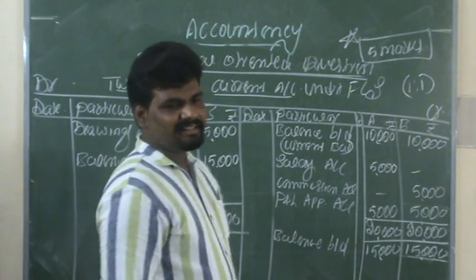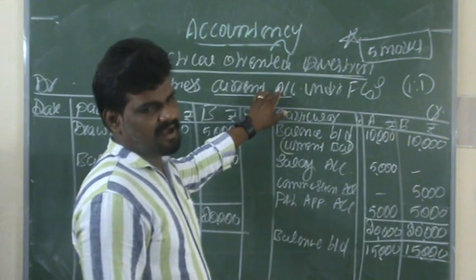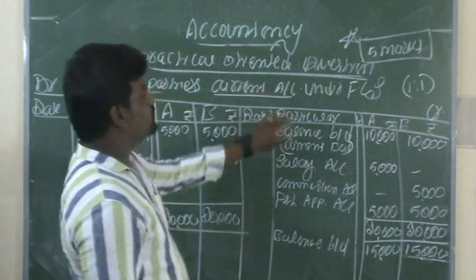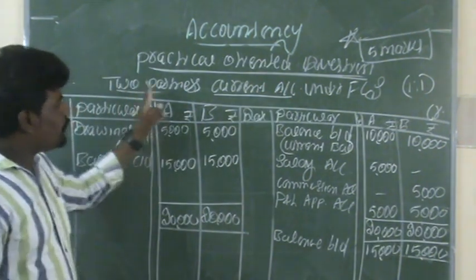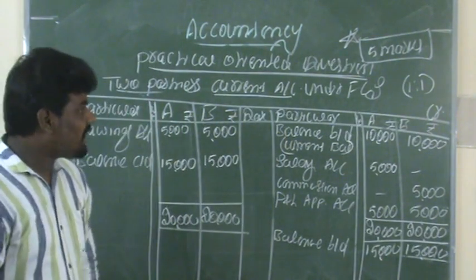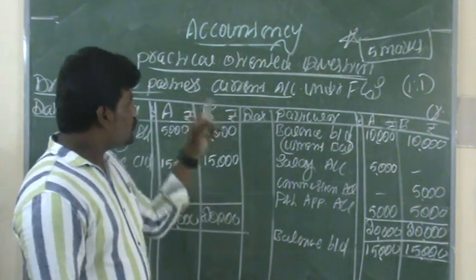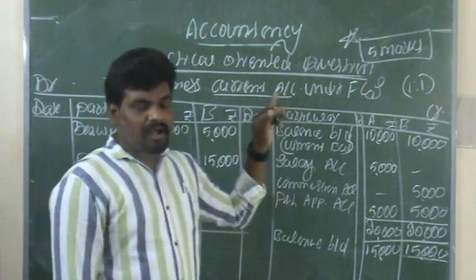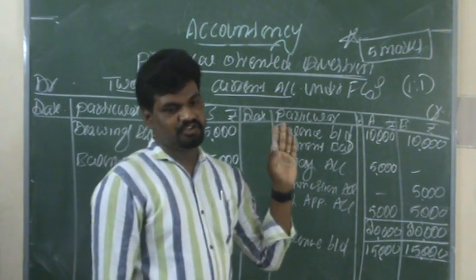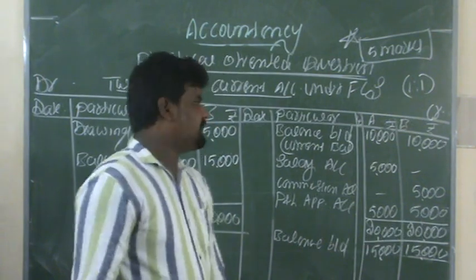And the same being in this chapter, the next question may be asked on the basis of to prepare 2 partners' capital account when the capitals are fluctuating. Prepare 2 partners' capital account when the capitals are fluctuating means on the day we need to prepare partners' capital account.